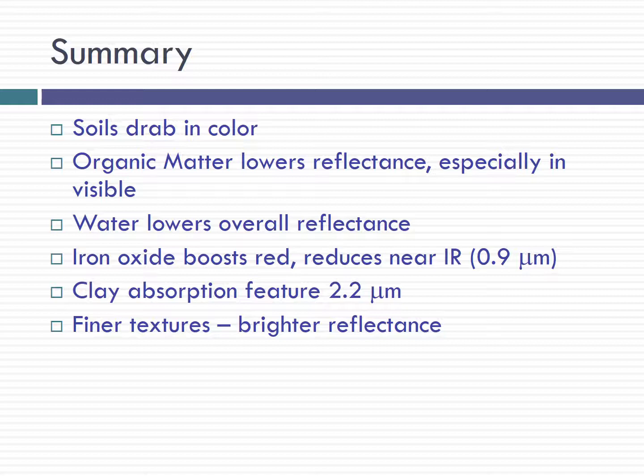So what does all that mean? Soils are basically drab. Organic matter lowers reflectance, especially in the visible range. Water lowers the overall reflectance. Iron oxides boost the red, and they also reduce the near infrared in certain areas. Clay absorption features occur around 2.2, and finer texture soils have a brighter reflectance. That means the more clays relative to the amount of sands and silts, the brighter the reflectance values. In other words, the less of the lower dull colors and the more brighter ones you'll see.